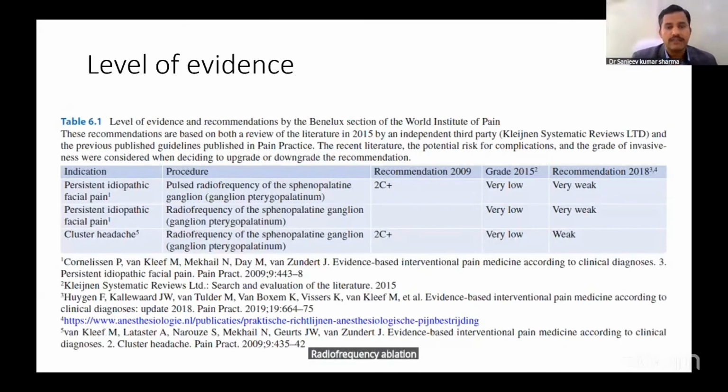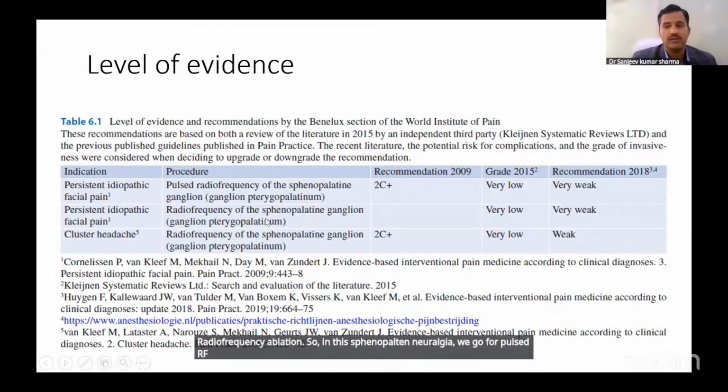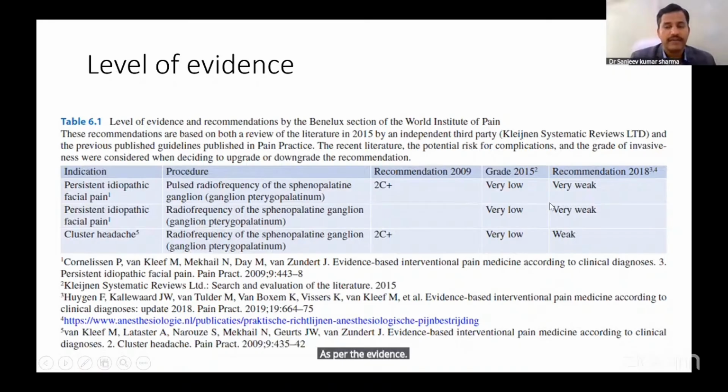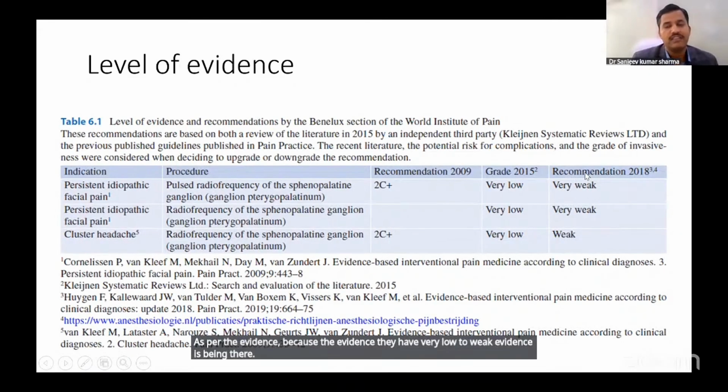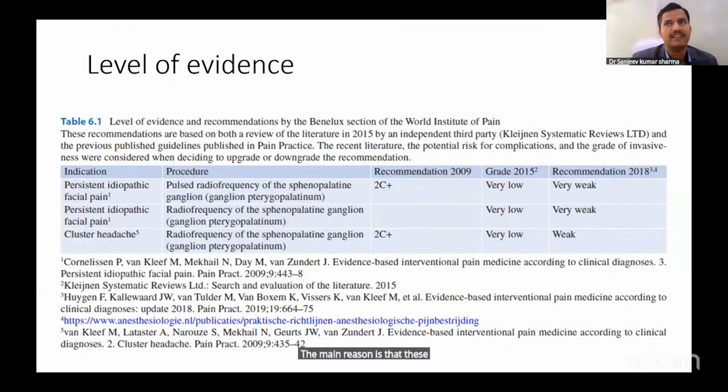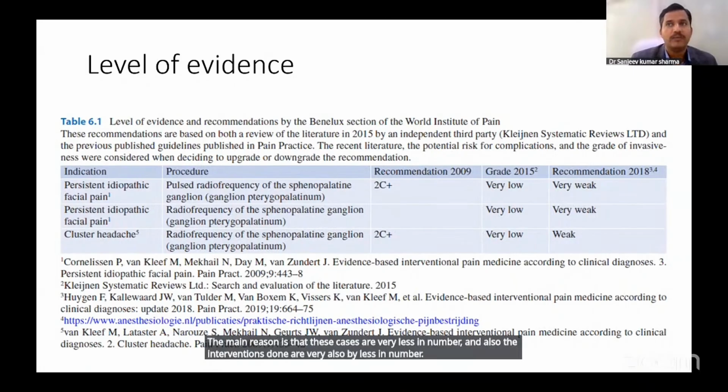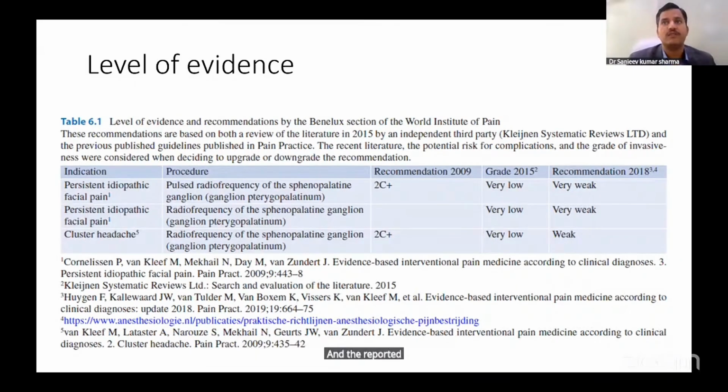So in sphenopalatine neuralgia, we go for pulsed RF and radiofrequency ablation also, though as per the evidence, there is very low to weak evidence. The main reason is that these cases are very few in number, the interventions done are also very few, and the published literature is also very limited. So overall, the literature evidence is very low in these cases. Many studies are required.